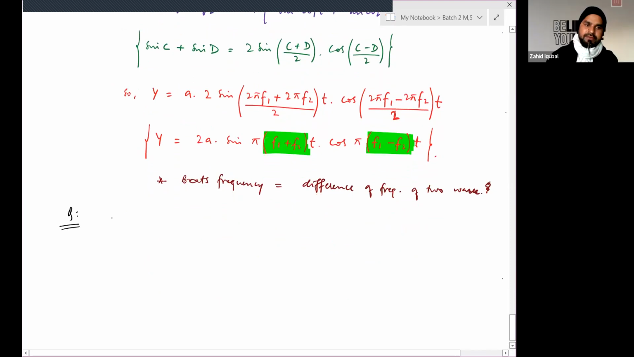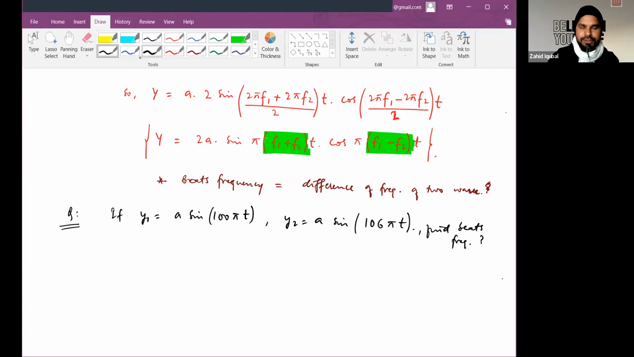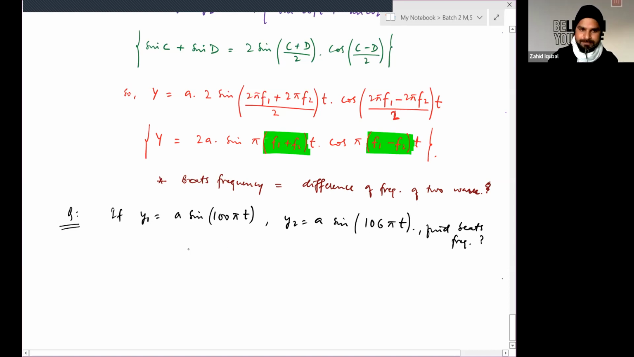Related to this part, you will be given y1 equals a times sine 100 pi t and y2 equals a times sine 106 pi t. So what will be the beat frequency? Find the beat frequency. So you will say the coefficient of t in this expression will be omega. So omega 1 is 100 pi. Omega is nothing but 2 pi f, 100 pi. So f1 will be equal to 50 hertz.